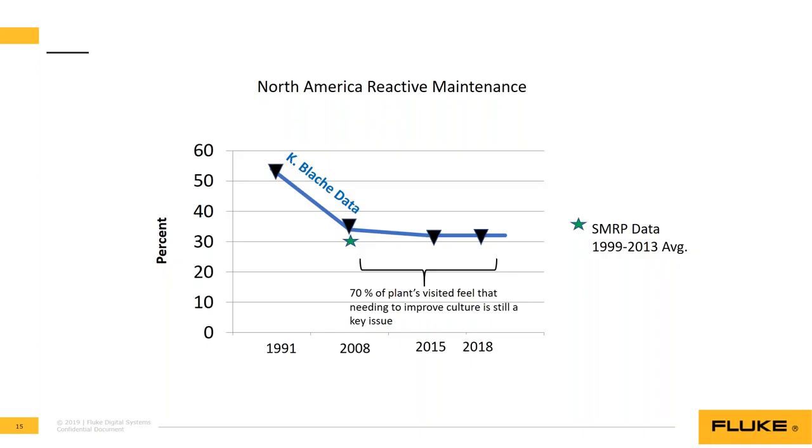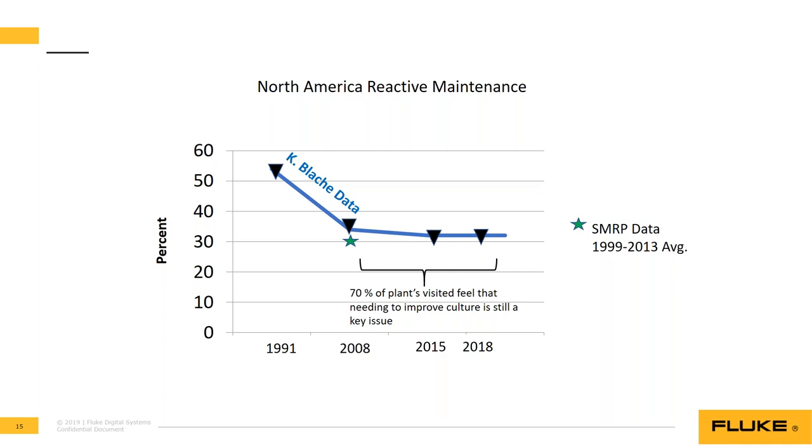Now let's look at what's happening in North America. And this is hundreds of companies representing more than 3,000 facilities. So it's a pretty big database. So I feel pretty comfortable with the data. I mentioned I did the first study back in 91, and North America was about 54% reactive maintenance. Then I did the study again, the previous couple slides ago chart. It was about 34% reactive maintenance. That was average North America.